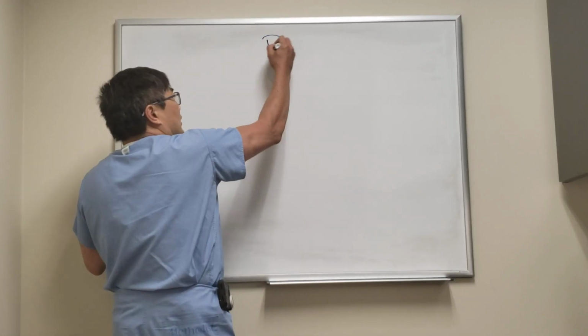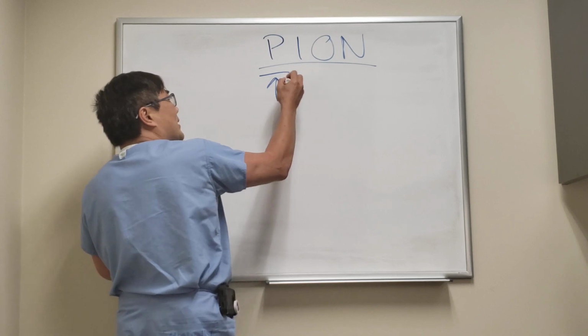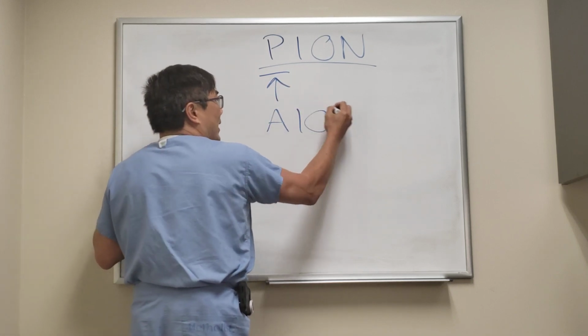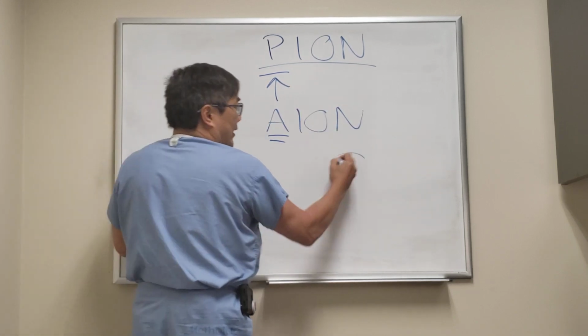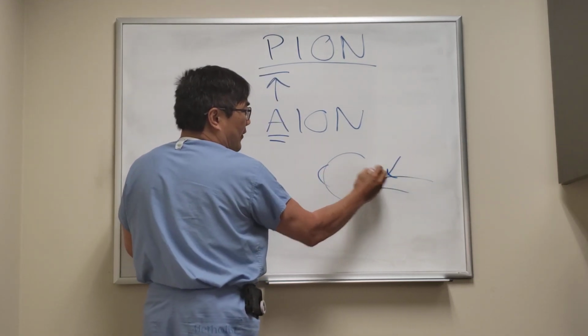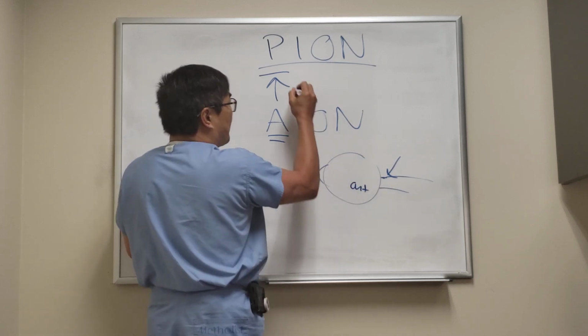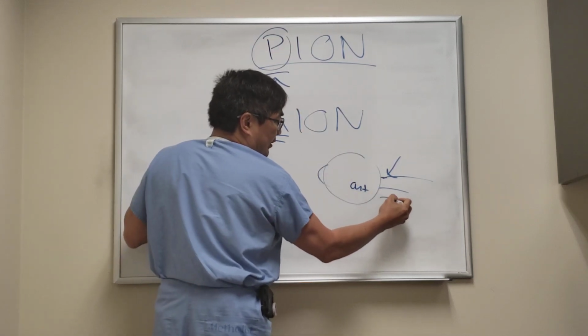So I want to talk to you about posterior ischemic optic neuropathy, PION. This is different than AION. A is for anterior. As you know, in the eye, what we're looking at is ischemia of the optic nerve. If you have AION, that means you're anterior to the lamina cribrosa. If you have PION, you are posterior to this line.